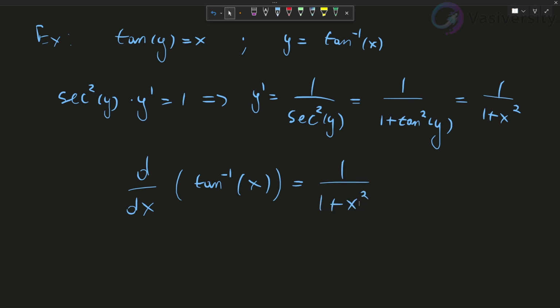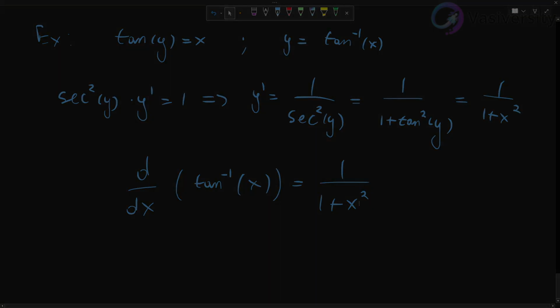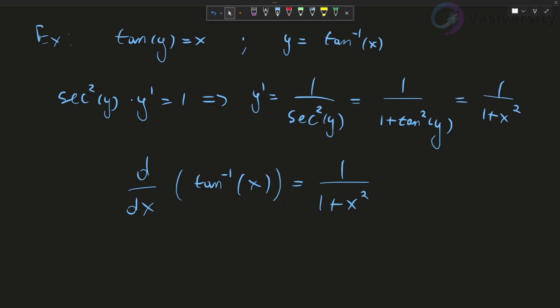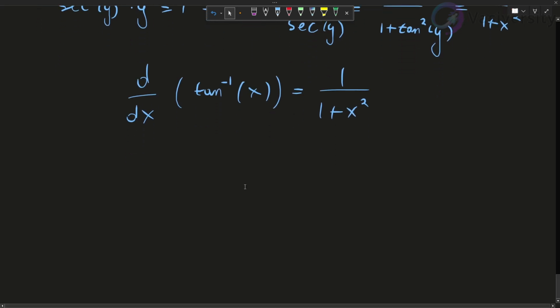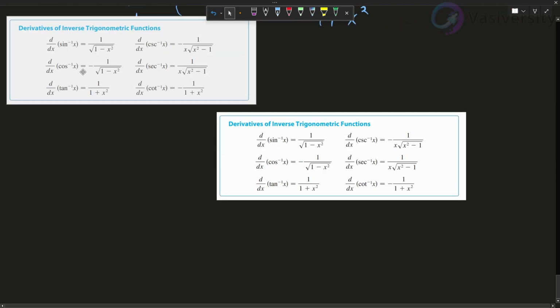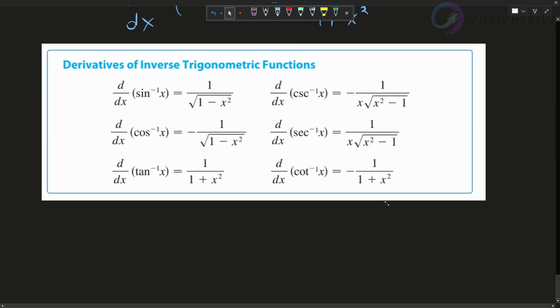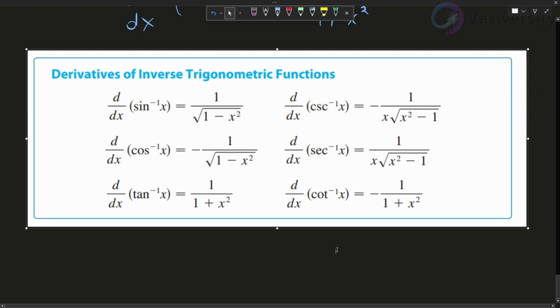All right, so the rest of them can also be done in a similar manner. So I'm going to go ahead and give you guys the table. This is the table of the derivatives of inverse trigonometric functions. The left-hand side are the most common derivatives that are used in Calc 1 and Calc 2, so those are worth memorizing. And it's, of course, important to remember how to derive them in case you need to.